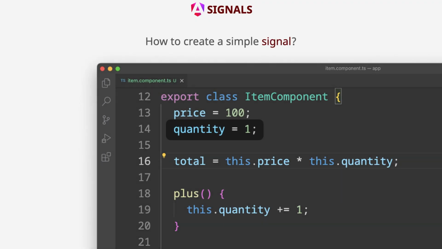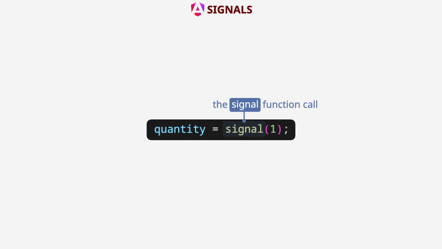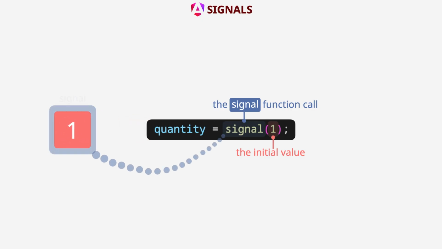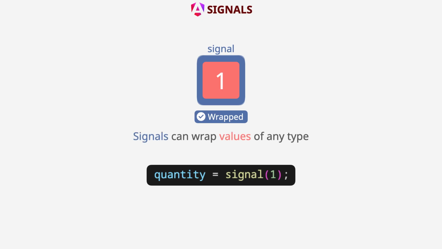How to create a simple signal? We need to add the signal function call to the initial value. A signal is a wrapper for any value. Signals can wrap values of any type.